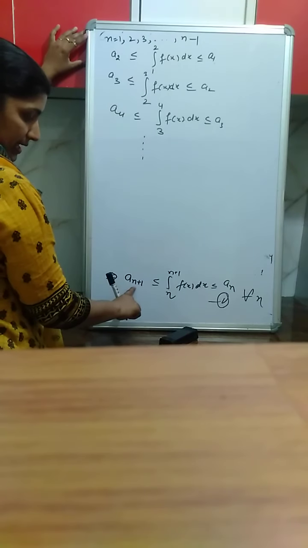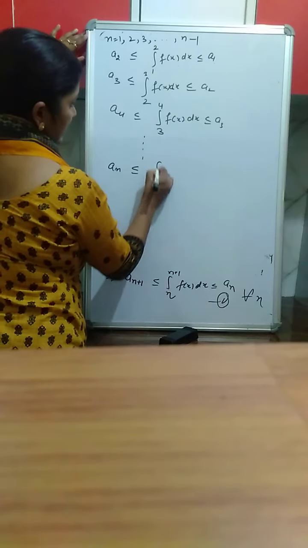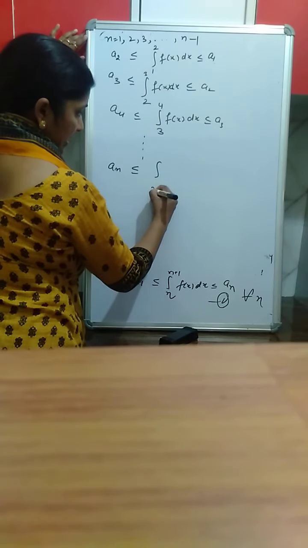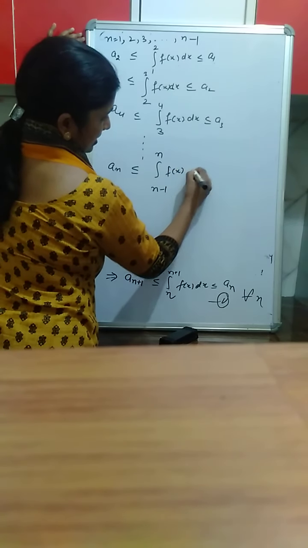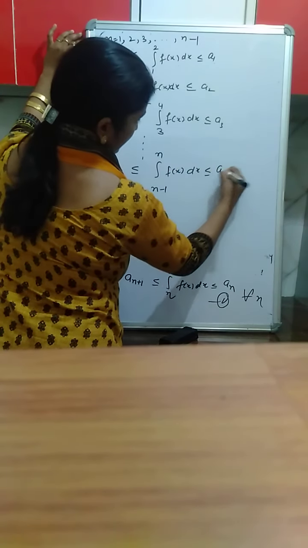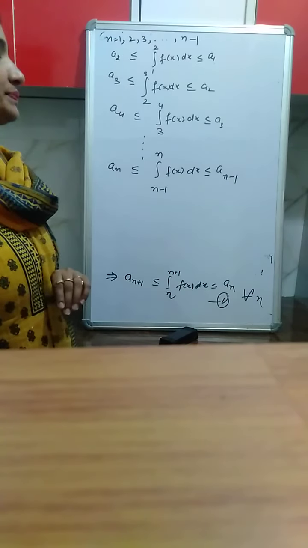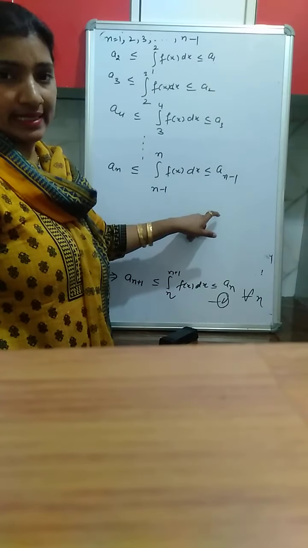In the end we shall put n as n minus 1 and get a_n less than or equal to the integral from n minus 1 to n of f(x) dx less than or equal to a_{n-1}, replacing n with n minus 1. We get this. Okay, now what do we do? We add all these inequalities.